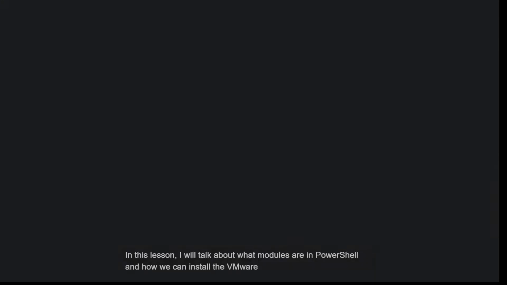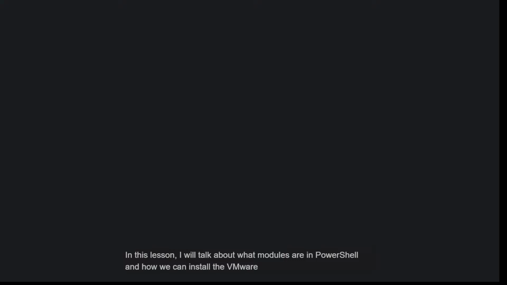In this lesson, I will talk about what modules are in PowerShell and how we can install the VMware PowerCLI module. Depending on the exact version, PowerShell consists of multiple thousand commandlets. We can extend the functionality even further by installing so-called modules. A module is a set of commandlets and functions. Theoretically, we could even create our own module.